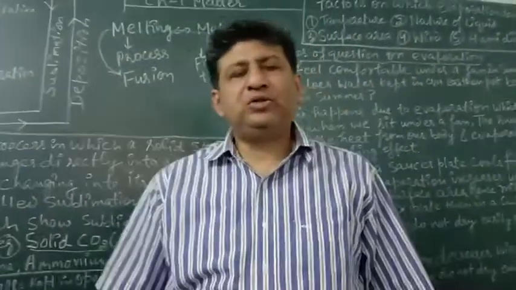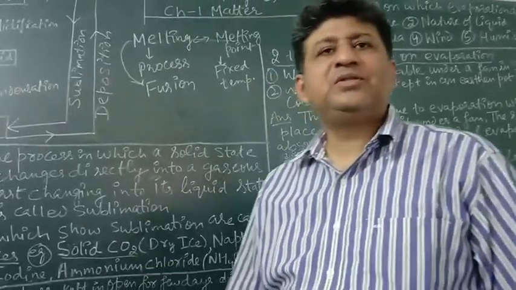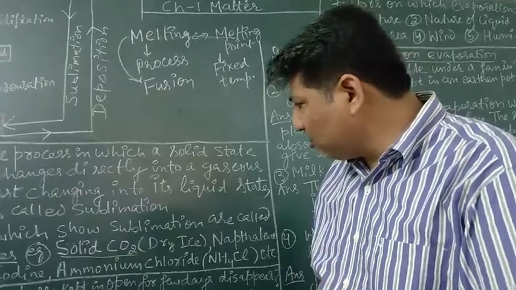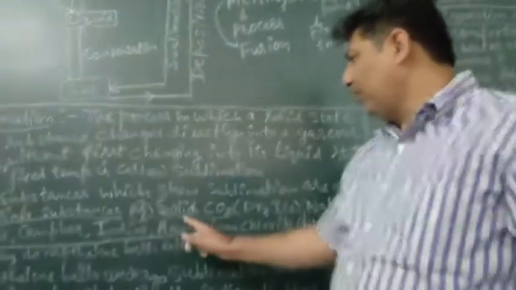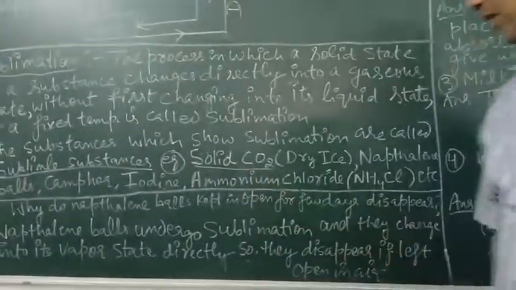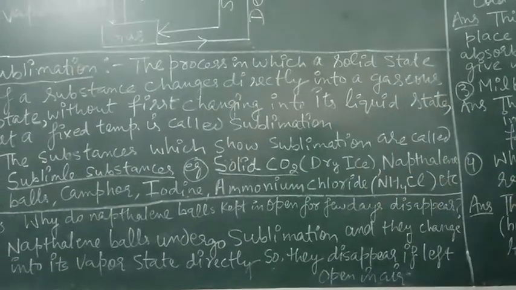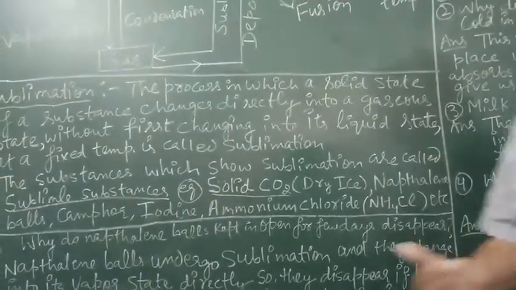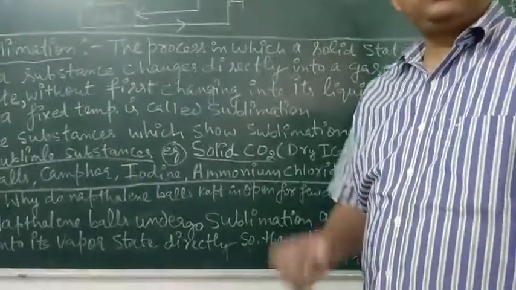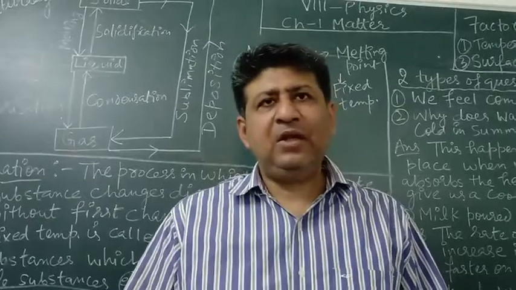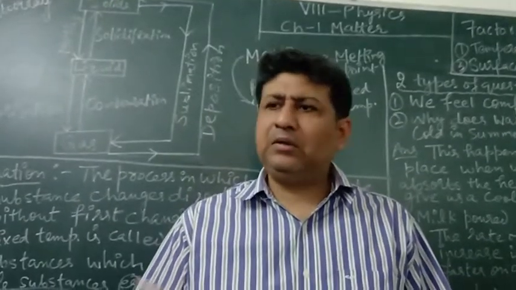It does not go into its liquid form. So when it becomes solid, it is called solid carbon dioxide. It has another common name, dry ice. Why is it called dry ice? Because solid carbon dioxide looks like ice. You must have seen movies, you know.